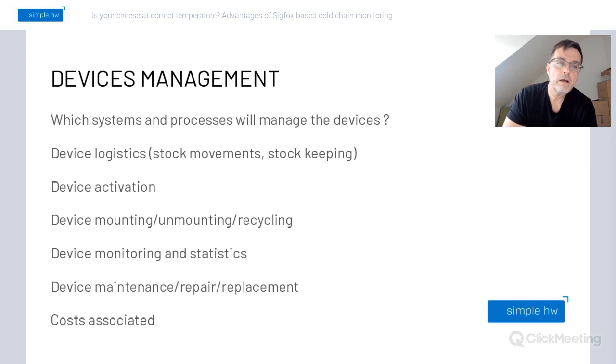One more procedural side, and that's about device management. Please don't forget, especially because when you do a POC and you have five devices, you don't care that much about device management. But for any kind of field deployment where we are talking thousands or 10,000 of devices, device management is crucial.